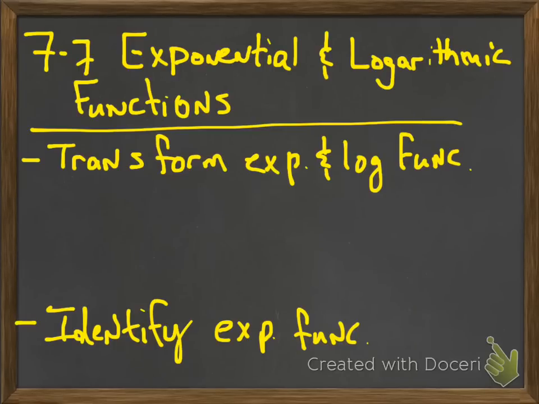Okay. Hello, this is actually a combination of 7-7 and 7-8, exponential and logarithmic functions. We're going to look at transformations, which is technically 7-7 of exponential and logarithmic functions, and we're going to see how we can identify an exponential function from the table. That's really the only thing I want to do from 7-8. There's actually more to that, but we don't really have time for it. So let's look at this.